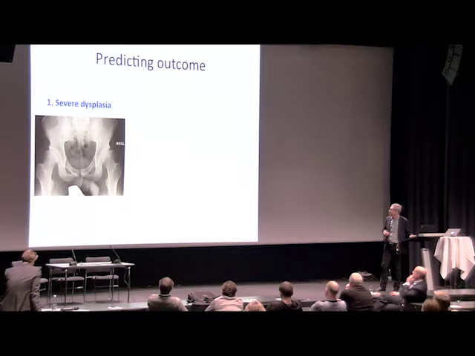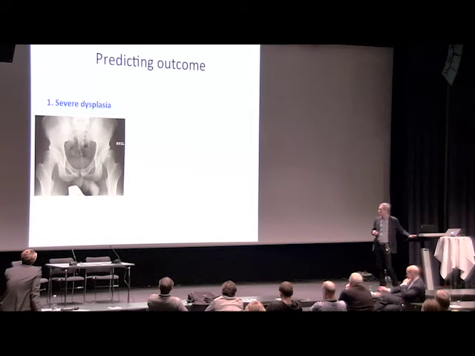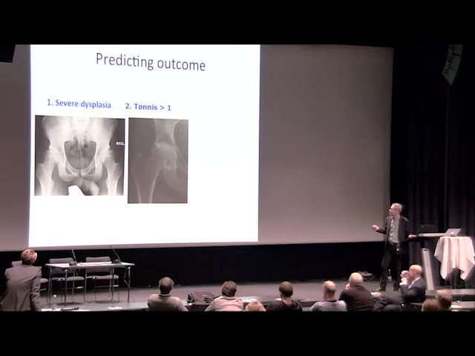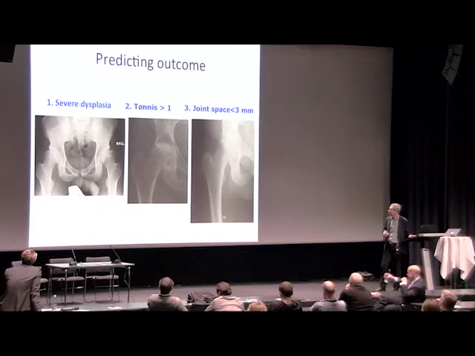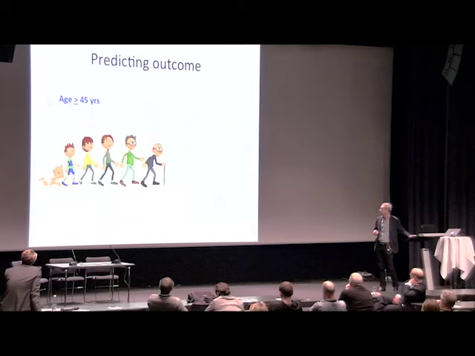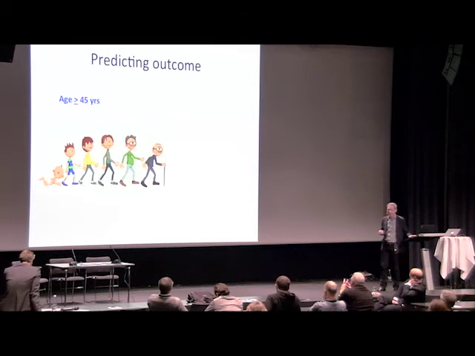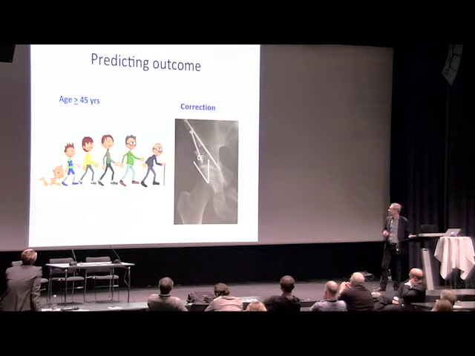So, predicting outcome, severe dysplasia has worse results. Grade 2 over 1 we should not do, and joint space width is also a risk factor. Age is important. If the patient is more than 45, maybe 48, we will probably do a total hip instead. And our job is to do a good correction, which we of course do as much as we can.